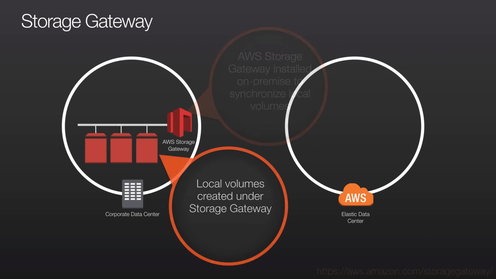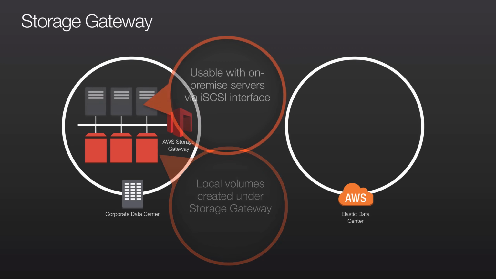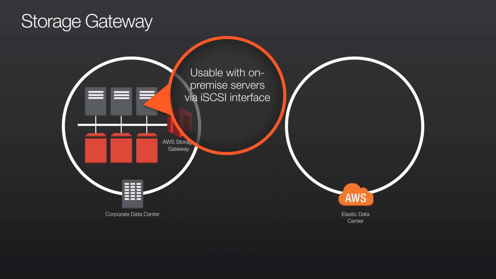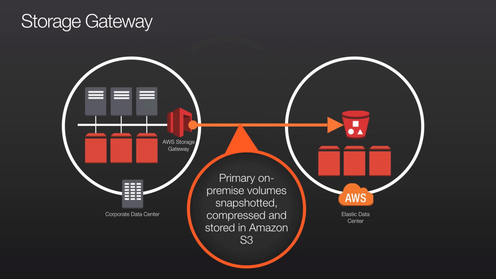And once you've done that, you can create local volumes under the storage gateway. These volumes will be usable with on-premises servers via the iSCSI protocol, via an iSCSI interface essentially. And you can read and write data from those volumes as though they were local block devices. Once you've got data in those volumes, you can snapshot, compress and store those volumes in Amazon S3. In fact, that'll happen automatically for you. So there's no action to take once you've configured. Your volumes will be synchronized back into Amazon S3 and they will be protected for you.